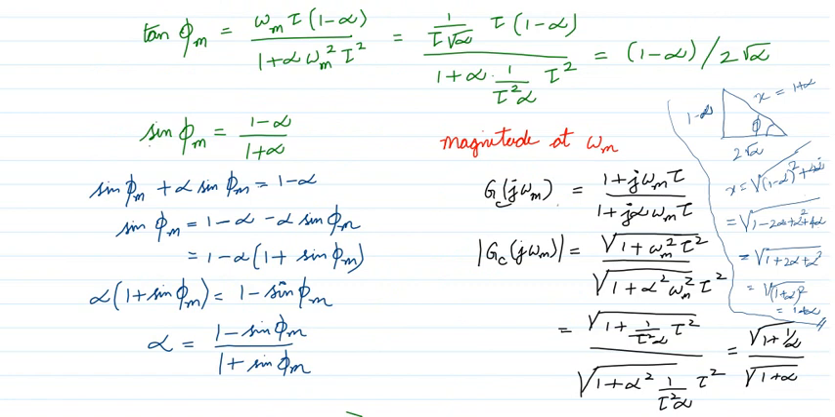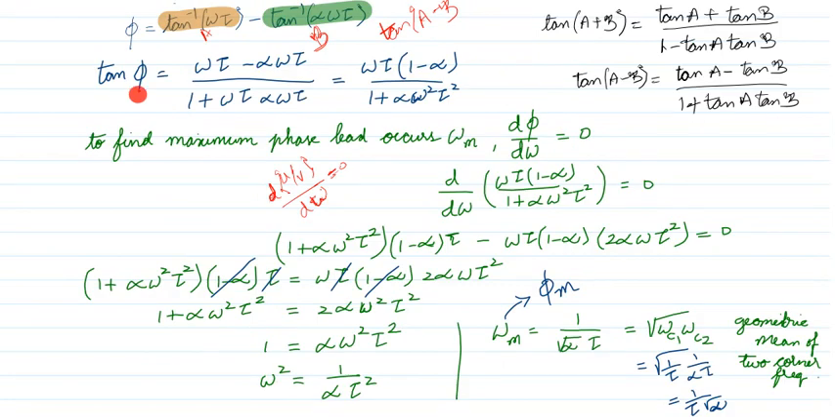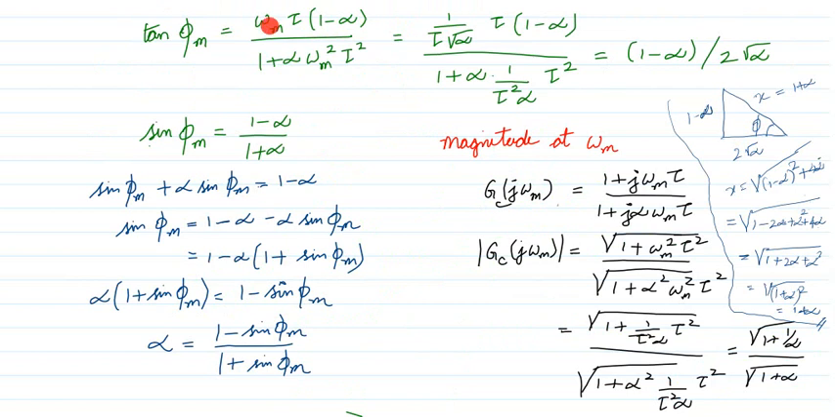Now I have to find the maximum phase. I know what tan phi is. If I need phi m, the maximum phase, in place of omega I have to put omega m. That is what I have done here. In place of omega I substitute omega m. What is omega m? 1 by square root of alpha tau. So this tan phi m is the maximum angle I can get.